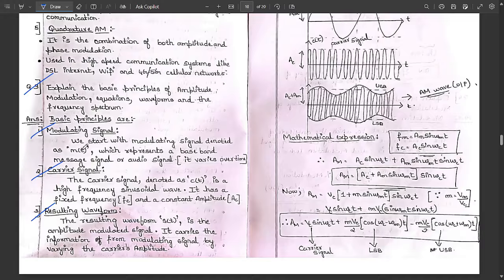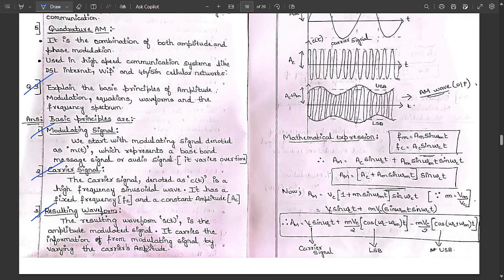The modulating signal is denoted as m(t), which represents the baseband message signal or audio signal. It does not have a constant time duration; it varies over time. Second is the carrier signal, denoted as c(t). It is a high frequency sinusoidal wave, and it has a fixed frequency along with a fixed amplitude. The resulting waveform is a mixture of these two signals, that is, a multiplication of the modulating signal and the carrier signal, called the AM modulated signal.